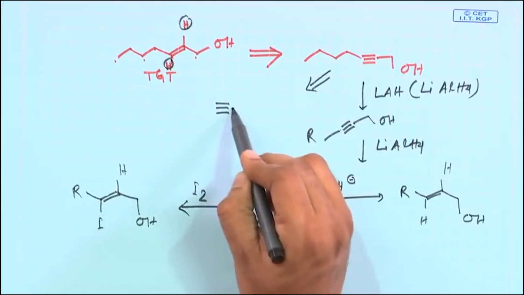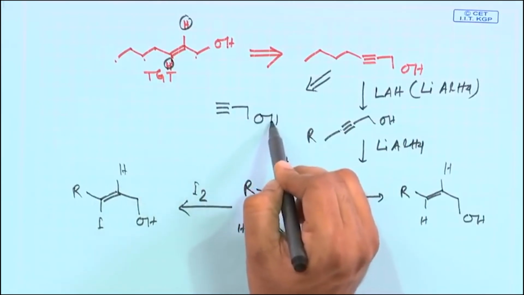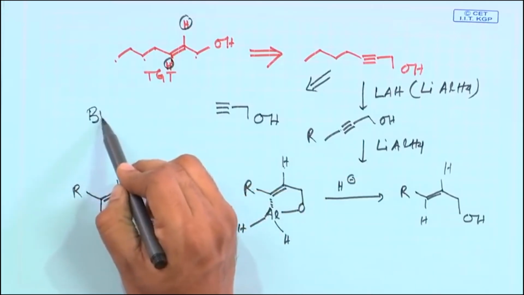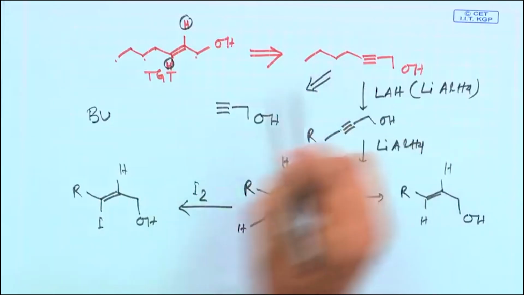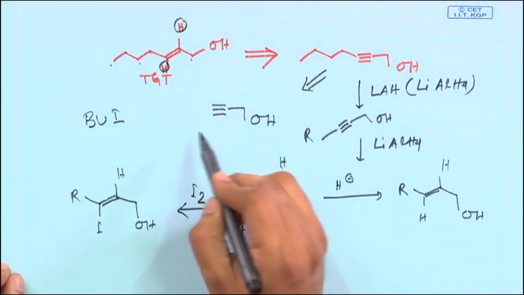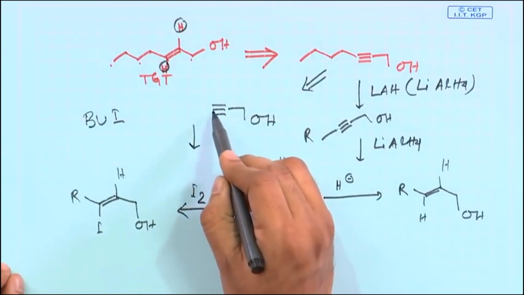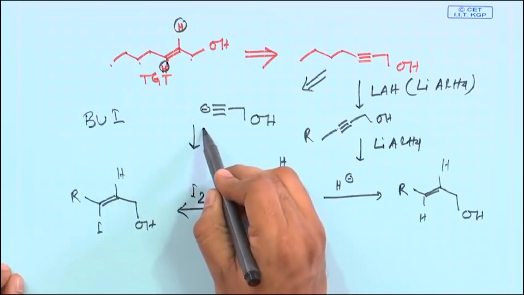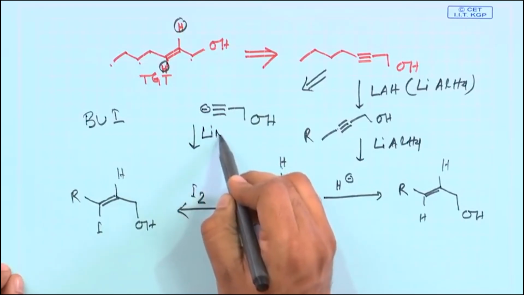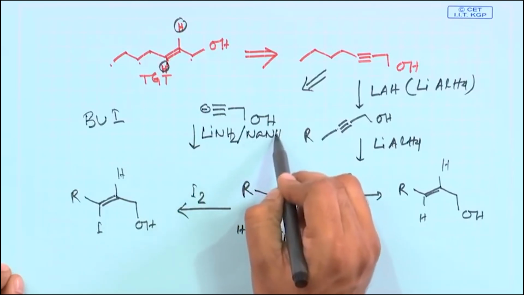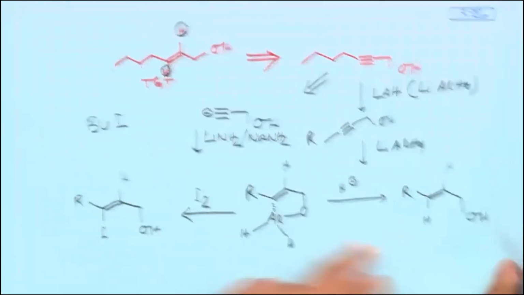If you take this as a starting material, and this is 1, 2, 3, 4, butyl iodide. Now this propargylic alcohol, you can basically generate this carbanion here by using any base. The bases which are preferred are lithium amide or sodium amide. So, what exactly will you be using?